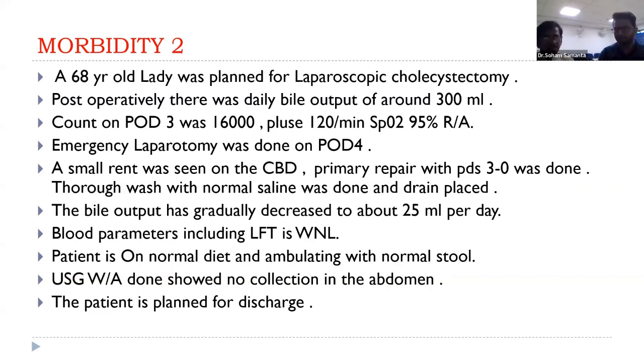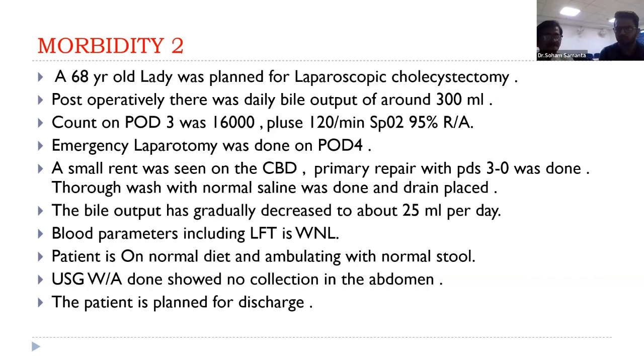Why did you plan for an emergency laparotomy? Laparotomy has more morbidities. On the fourth post-op day, finding the CBD rent is a very difficult situation because there are a lot of inflammatory flakes on the side. Repairing it is not a very good option. These are the situations where you can think of re-laparoscopy, because the idea is to drain the bile. In this phase, it is very difficult to find the exact nature of the injury, so the idea should be draining the bile.